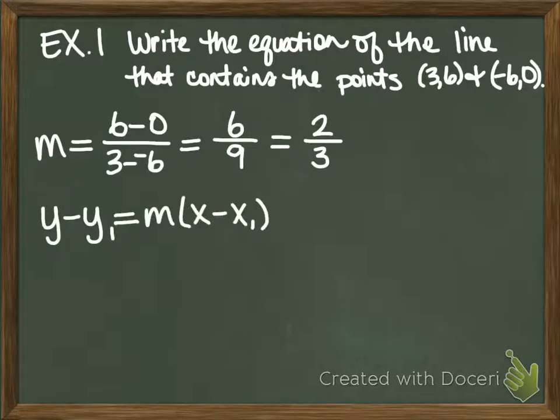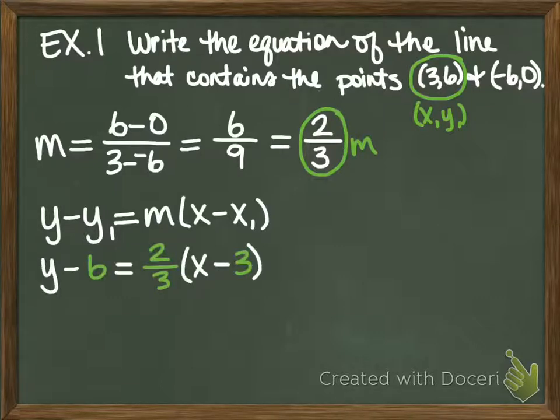So now I'm going to use my point-slope formula. I have a point, and I can use either one, but I'm going to use (3, 6) as my x1, y1, and I have a slope of 2/3. So I plug those into the formula where they belong, and then we'll simplify. So this is going to be y minus 6 equals 2/3 times x minus 3.